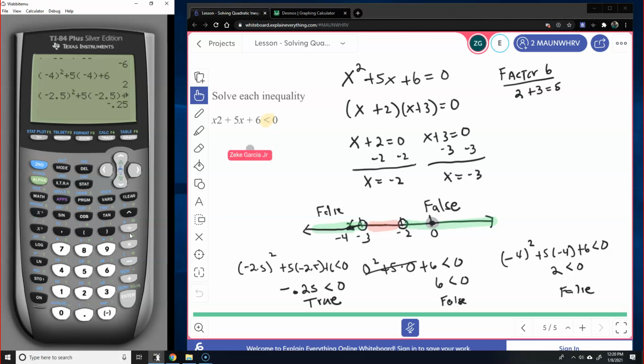So your answer will be x less than -3 or x greater than -2.